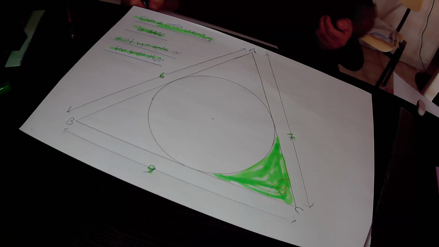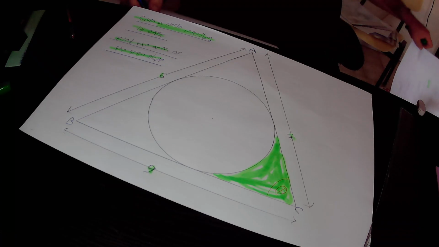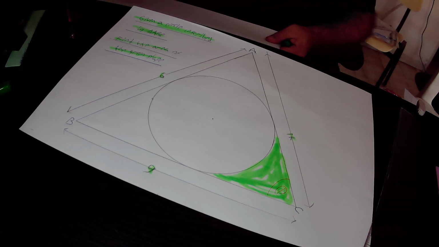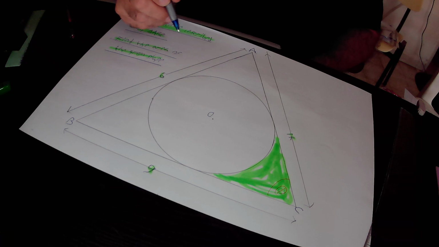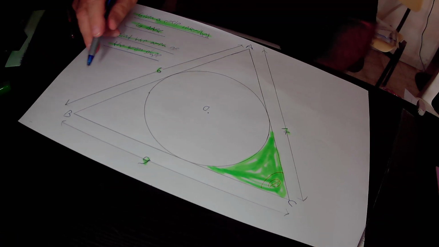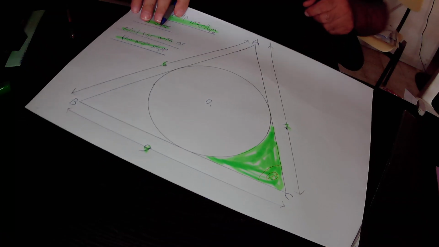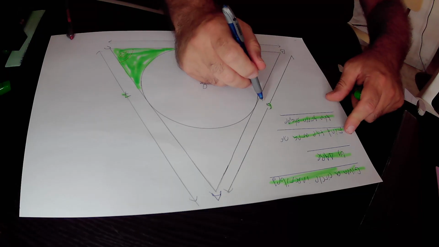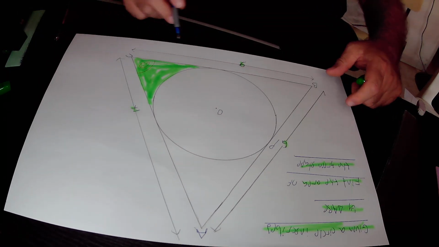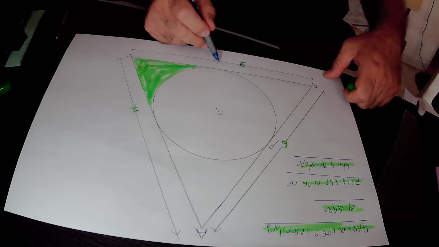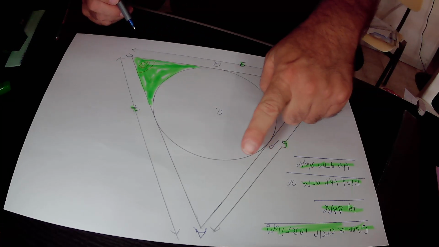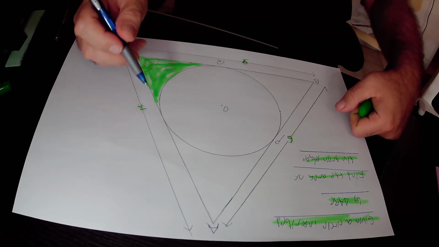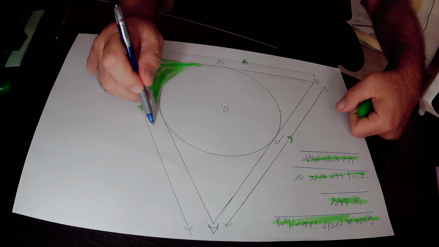In the next step, we define the center of this circle. This point is point O. We define the point of tangency of tangent AB with this circle. This point is point P. Likewise, we define the point of tangency of tangent BC with this circle. This point is point Q. And finally, we define the point of tangency of tangent AC with this circle. This point is point S.